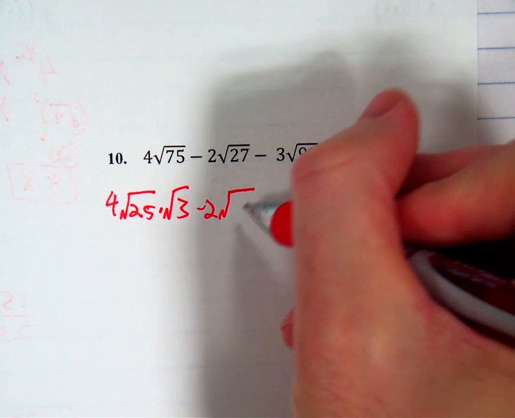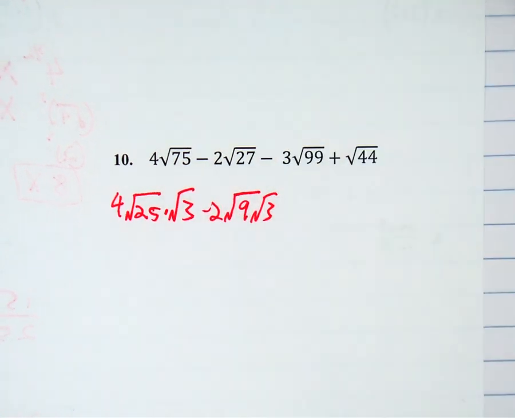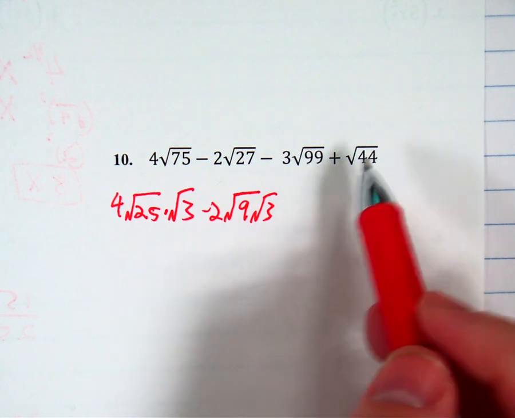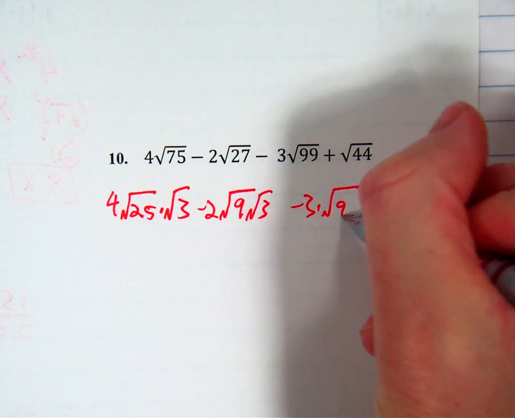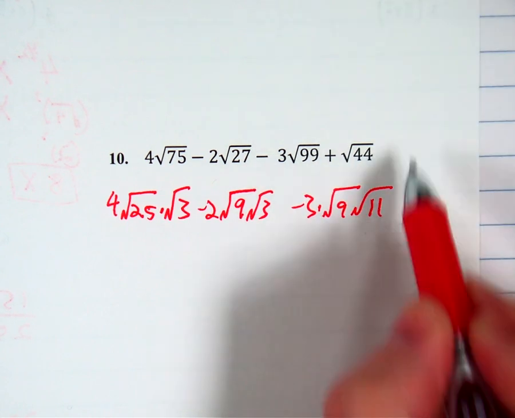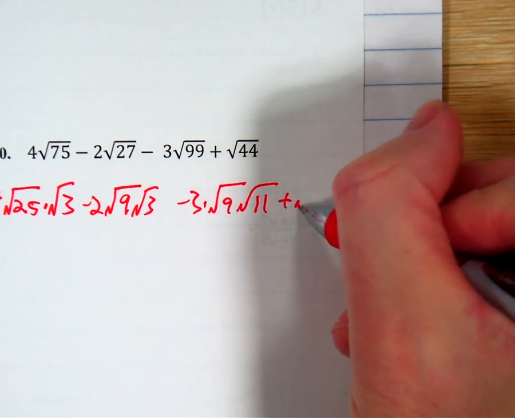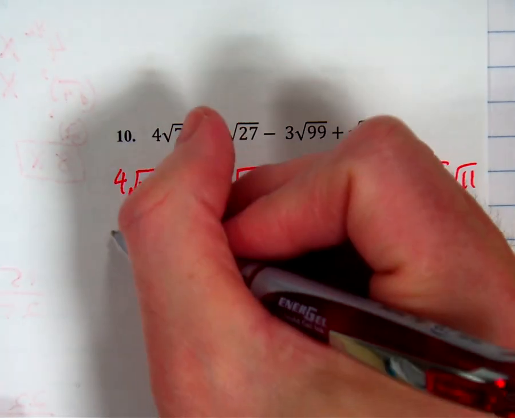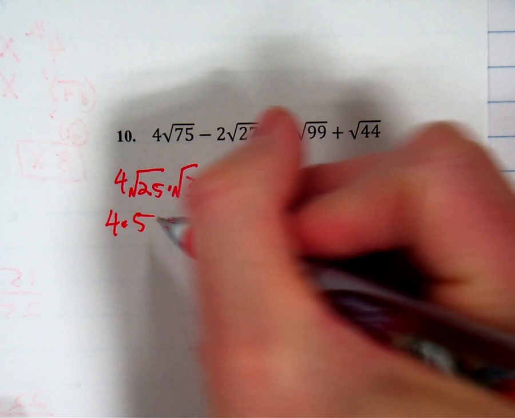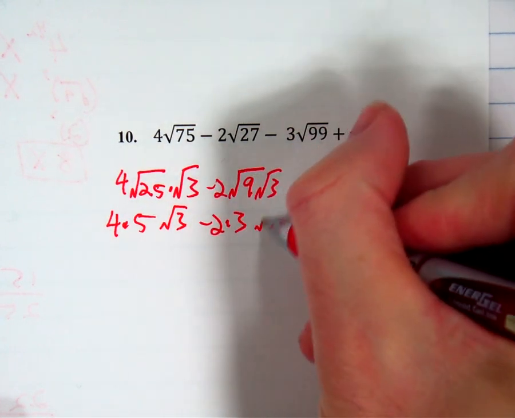27, pretty small. We can go 9 and 3. 99, how about 9 times 11? So we're probably thinking 11 for the other one too. Plus square root of 4 square root 11. Now we're going to go back and do all the square roots that we can. Minus 2 times 3, radical 3.